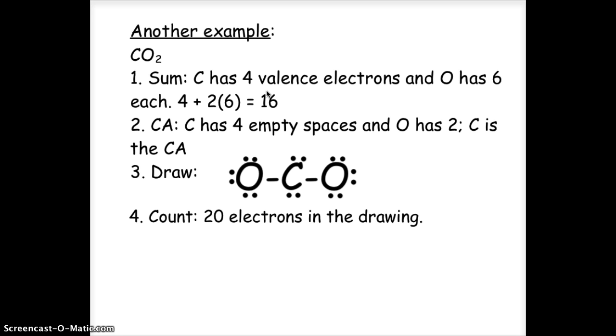We look at next who our central atom is. Who has the most empty spaces? Carbon has 4 empty spaces, and oxygen has 2 empty spaces. Carbon is our central atom.